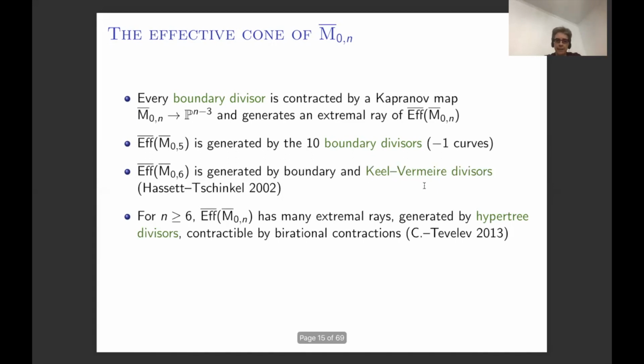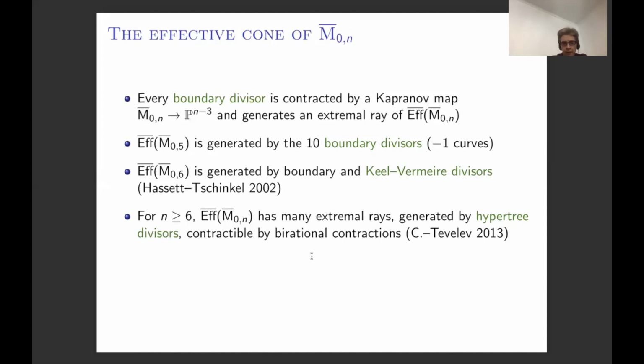And these are also divisors that are exceptional divisors for a birational contraction, not quite a morphism, but a birational contraction. And so the same is true here, that an exceptional divisor for such a map has to generate an extremal ray of the effective cone. And here, as n grows, even up to the S_n symmetry, you still get many, many new divisors. Finitely many, but many.